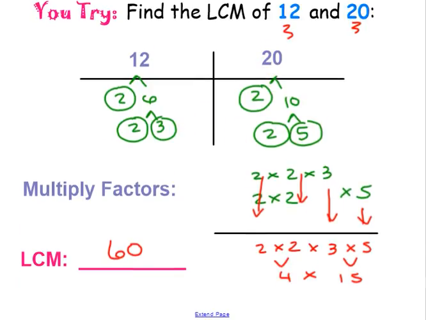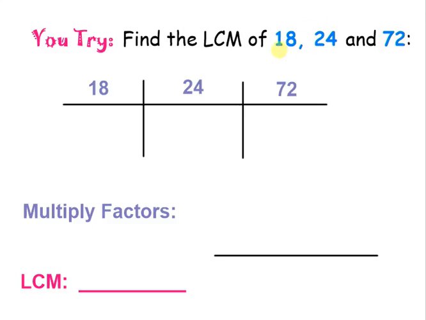Now you'll see that when I went to multiply them here, I had 2's that match, and then I didn't have a match with a 3. And then I had an extra 5. So it's okay to go ahead and skip a spot like that. That's not a problem at all. All right, go ahead and try the LCM of these three numbers, 18, 24, and 72.